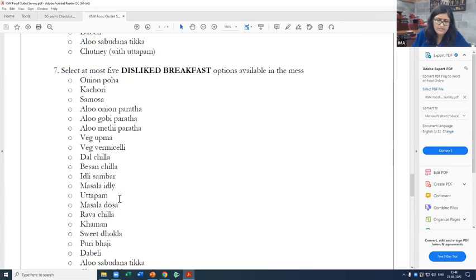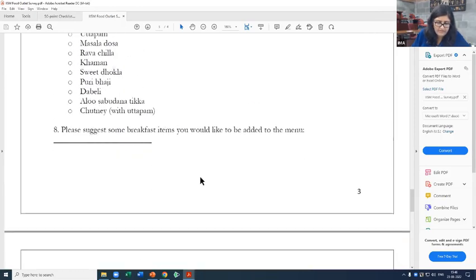The same thing for the dislike breakfast options. Please suggest some breakfast options you would like to be added to the menu. Why? I mean, I would want mutton biryani, but they are not going to add it. So why are you asking me these questions?